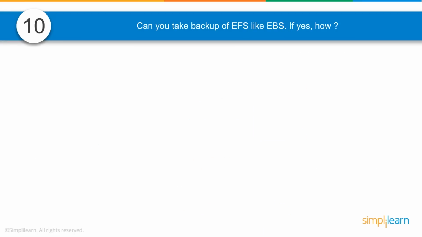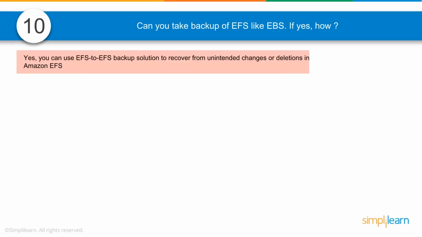While talking about storage on the same lines, this is another classic question. How can you take backups of EFS like EBS? And if you can take backup, how do you take that backup? The answer is yes, we can take an EFS to EFS backup. EFS does not support snapshot. Like EBS, EFS does not support snapshot. Snapshot is not an option for EFS, Elastic File System, right? We can only take backup from one EFS to another EFS, and this backup solution is to recover from unintended changes or deletions of the EFS, and this can be automated, right?